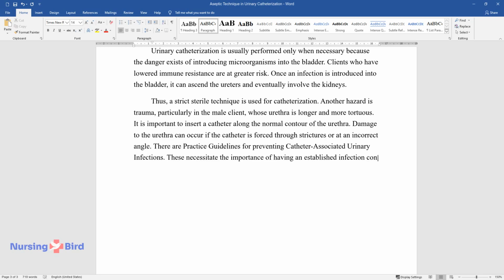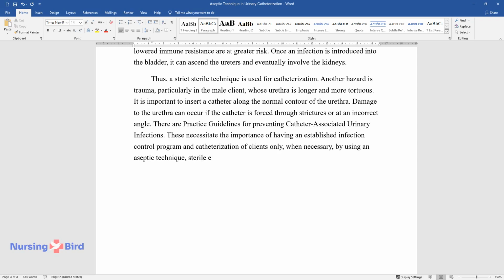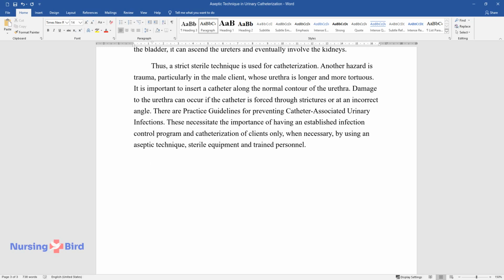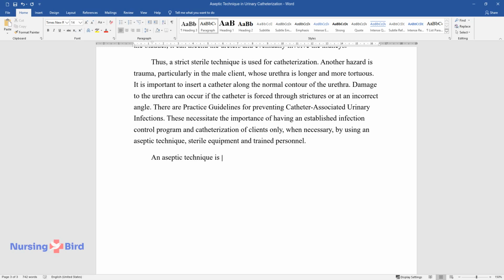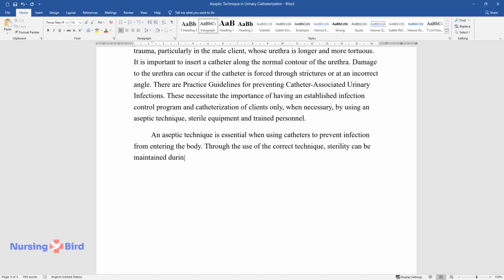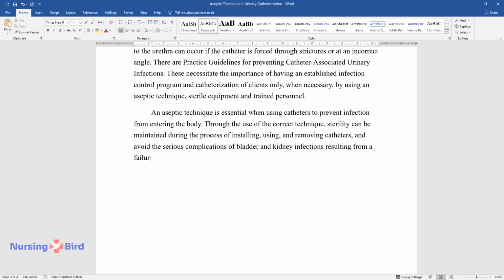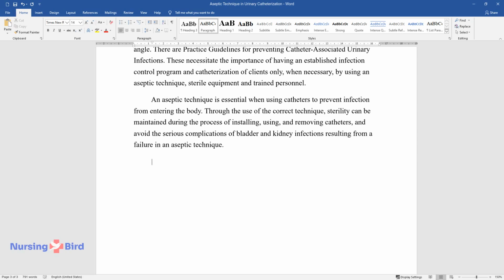established infection control program and catheterization of clients only when necessary, by using an aseptic technique, sterile equipment, and trained personnel. An aseptic technique is essential when using catheters to prevent infection from entering the body. Through the use of the correct technique, sterility can be maintained during the process of installing, using, and removing catheters, and avoid the serious complications of bladder and kidney infections resulting from a failure in an aseptic technique.